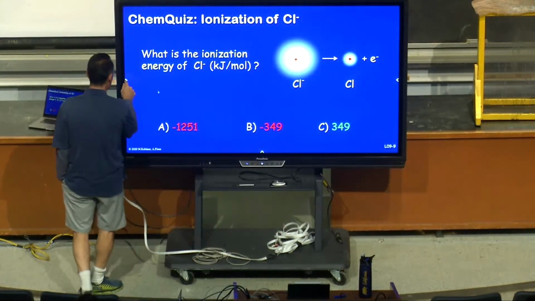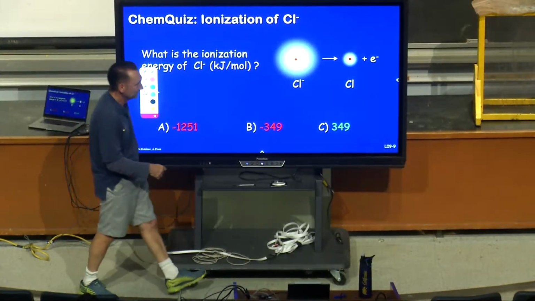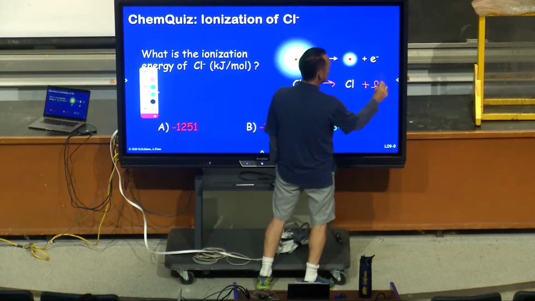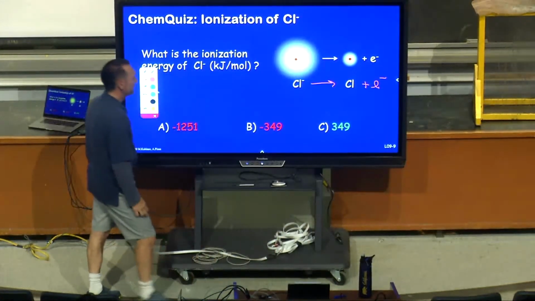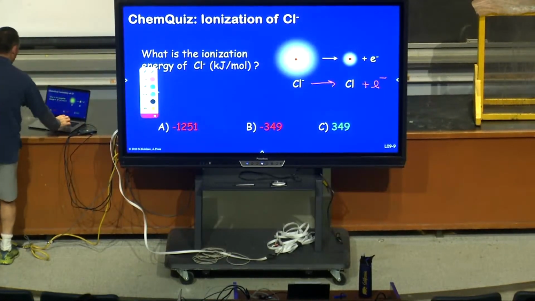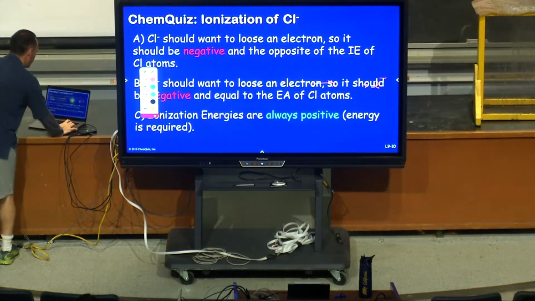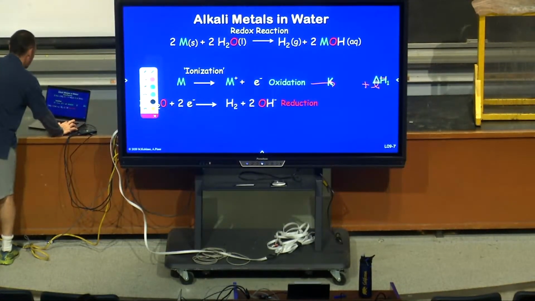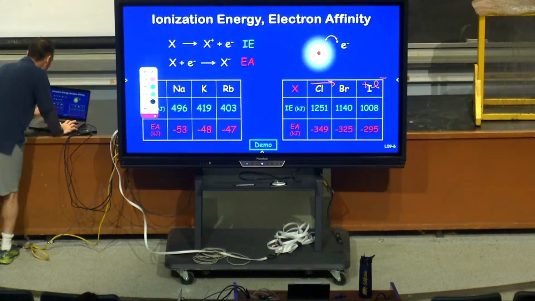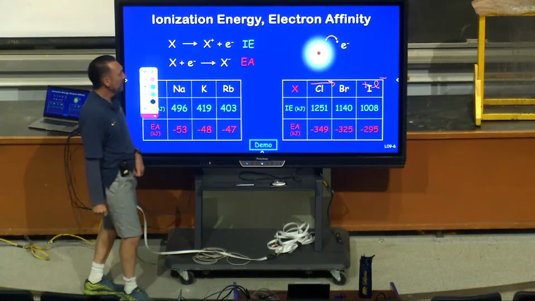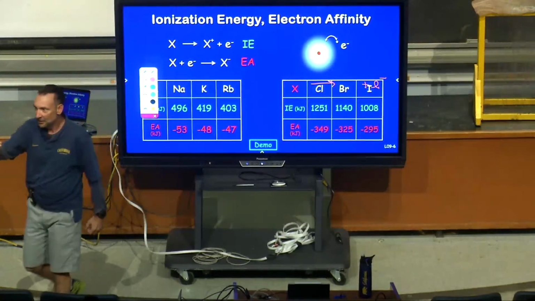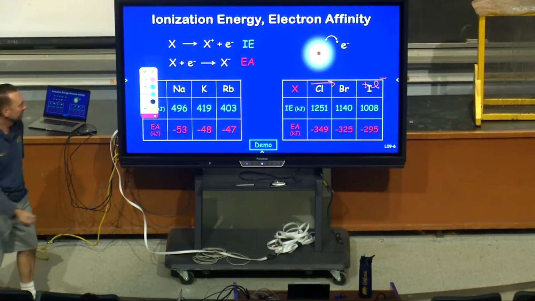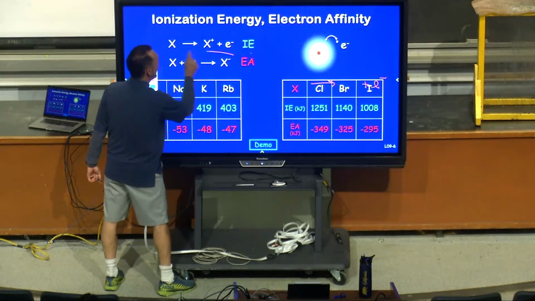Have you seen that somewhere before? In the figure, Cl minus goes to Cl plus e minus. Do I show it to you? Let's just go back. Ding. Have you seen that before? The negative species going to the neutral species plus an electron? Yeah, right there.